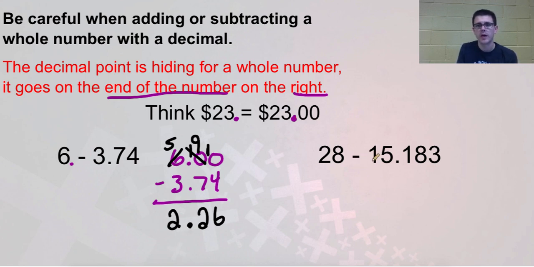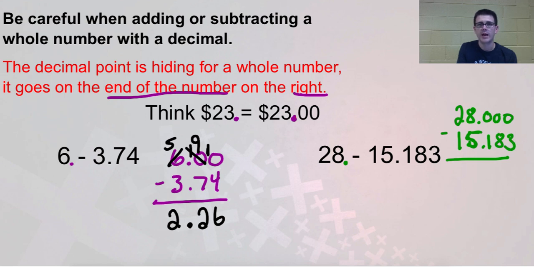28 minus 15.183. 28 doesn't have a decimal, so I'm going to add it in. It's always at the end of the number. When I line up my problem, I'm going to notice that the number underneath has 3 decimal places. So I'm going to write 3 decimal places in my top number as well. I added 3 zeros up there.